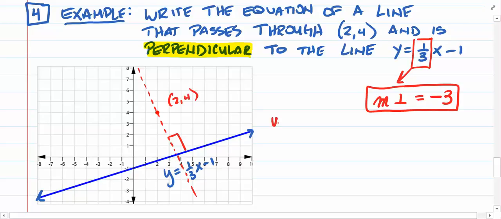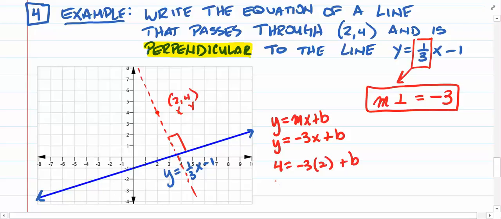So therefore, here's what I have. Y is equal to mx plus b. Y is going to equal the slope that I want that would be perpendicular, negative 3x plus b. Now, use the point that's been given, x and y, the point that I want it to pass through. So 4 is equal to negative 3 times the value of 2 plus b. Therefore, 4 is equal to negative 6 plus b. Add 6 to both sides, and you would see that b is equal to 10, which makes pretty good sense if I graph that line up there. So therefore, the equation that we're looking for here is y is equal to negative 3x plus 10.